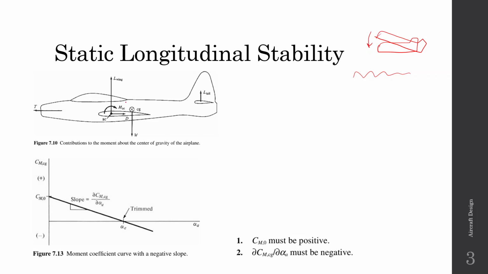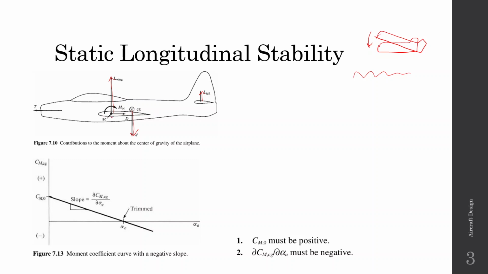Here we are talking about longitudinal stability, so we are only concerned about the pitch axis. The pitch axis is controlled by the moment, the pitching moment. Contributors to the pitching moment are the wing lift and the tail lift. Here you can see an aircraft. We have the weight which is acting downwards, and you have the lift due to the wing, and you also have the tail lift. These forces act about the CG to cause the moment.